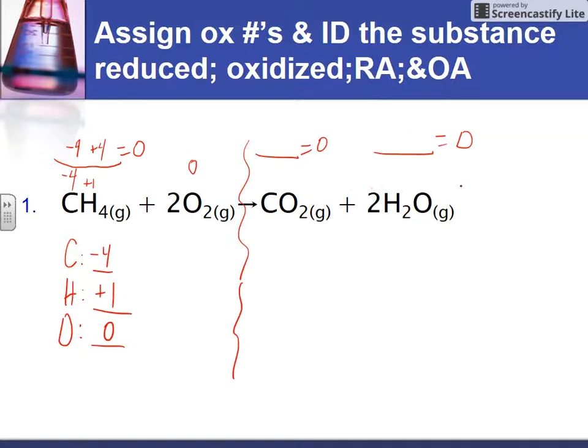So let's assign the oxidation numbers that are in our products here. So oxygen has a rule again. In most compounds, he's a -2. So we have 2 times a -2 is a -4. And there's only one carbon here, so carbon's a +4. So carbon on this side is a +4. Oxygen here is a -2.